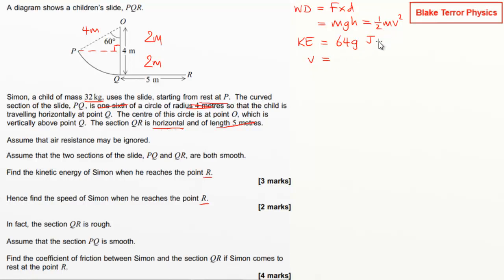We're going to have a 32, so we've got to divide by 32 multiplied by 2, so we're going to have 4g and square root it, so 2 root g meters per second. So that's a work done point of view.